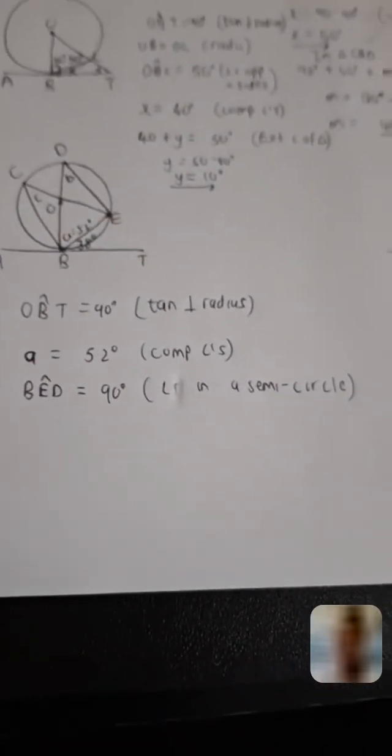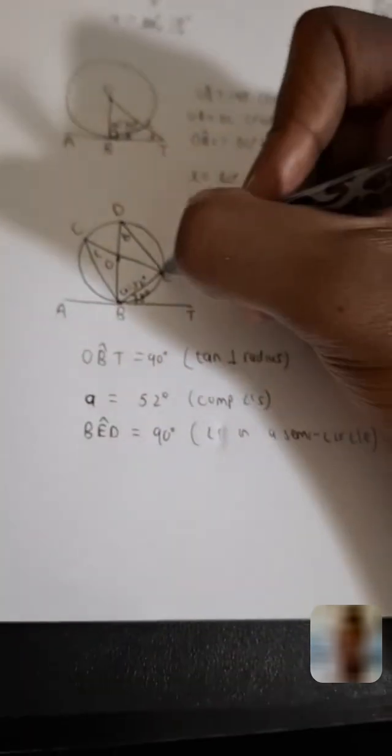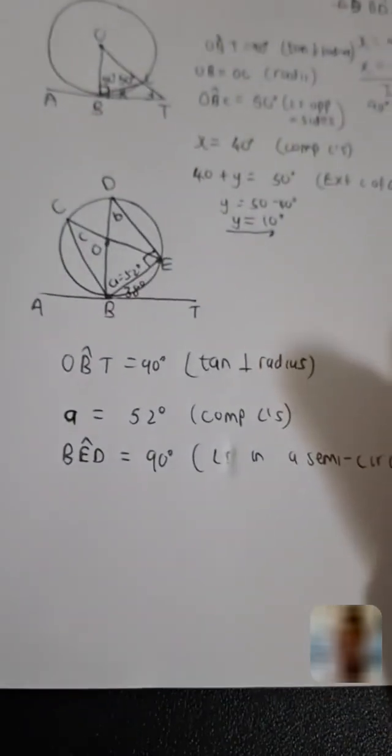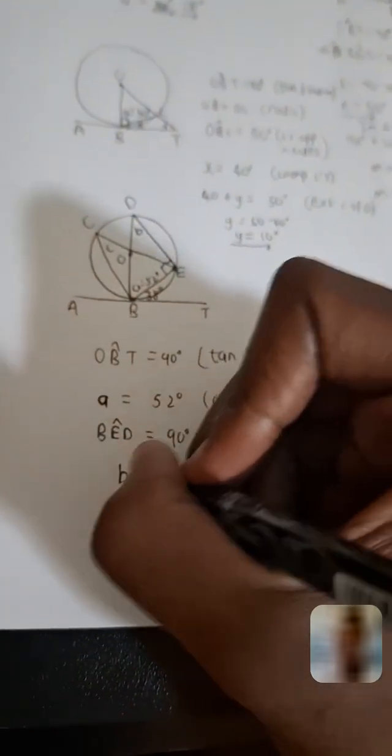Yeah, don't worry, I picked up my own error. Yes. And then angle B is equal to 38. Sum of angles in a triangle.